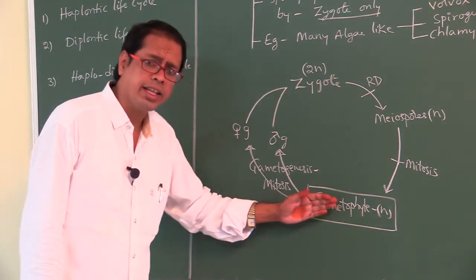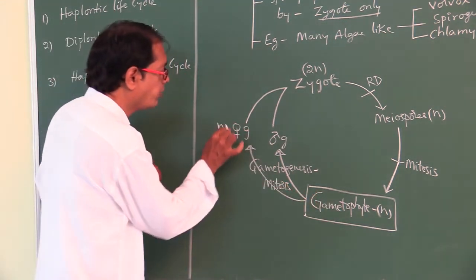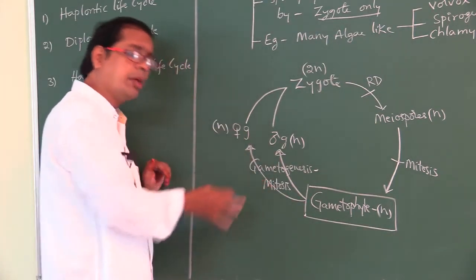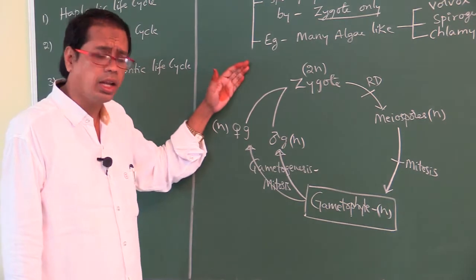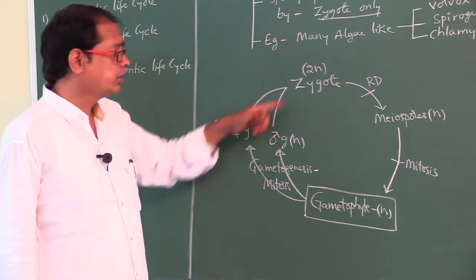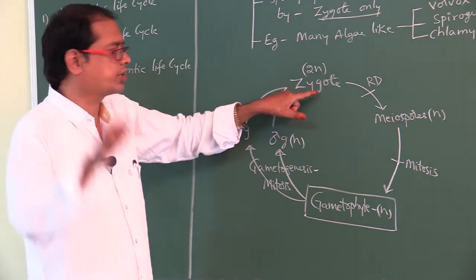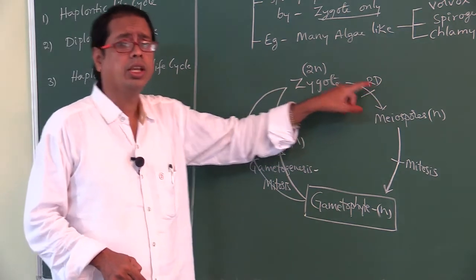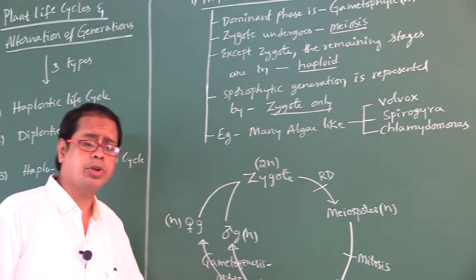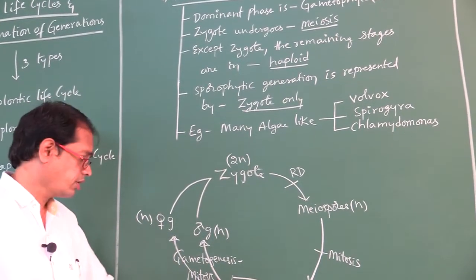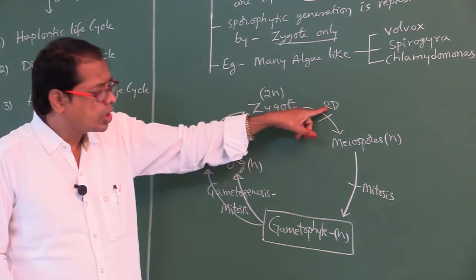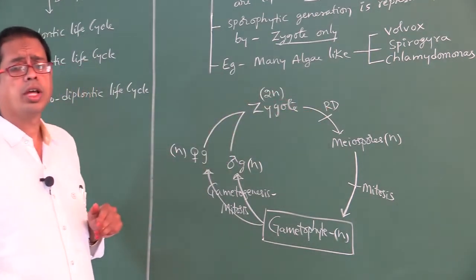So, gametophyte N becomes female gamete N, male gamete N. N becomes N means definitely mitosis. So in haplontic life cycle, during gametogenesis, mitosis occurs. The zygote undergoes meiosis. In haplontic life cycle, the dominant phase is gametophyte. These are the points you have to remember.